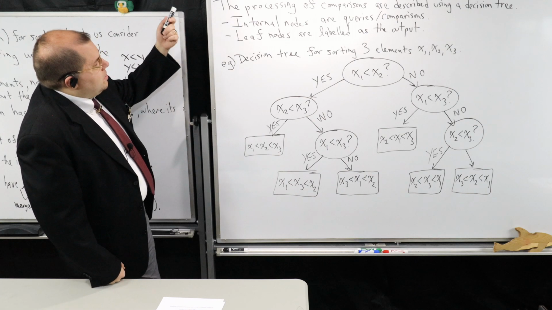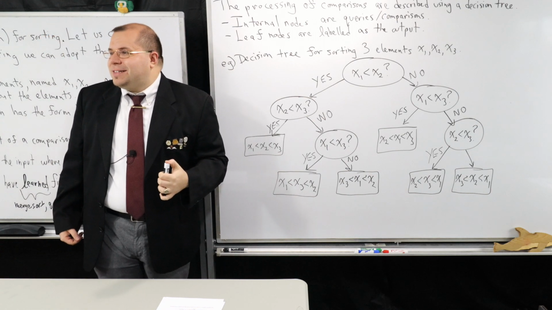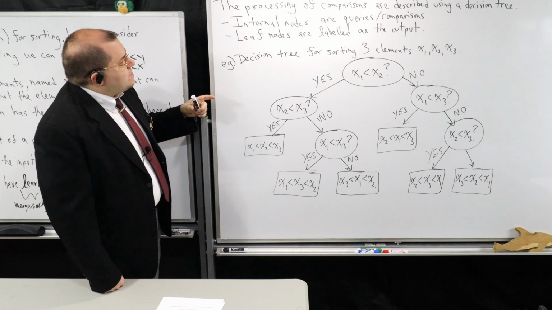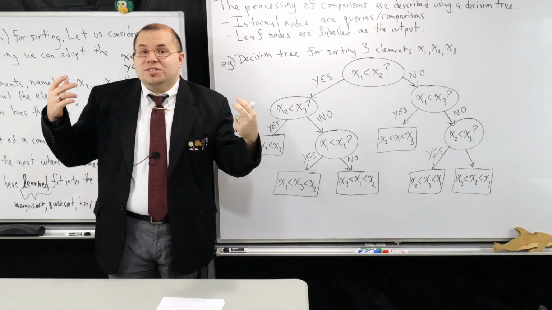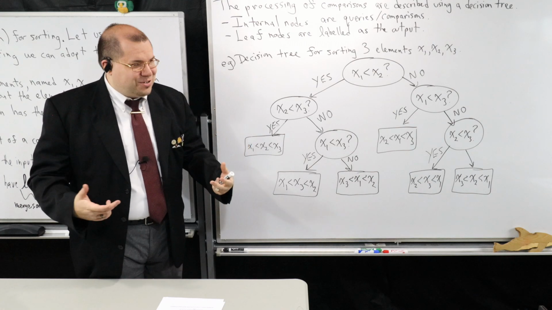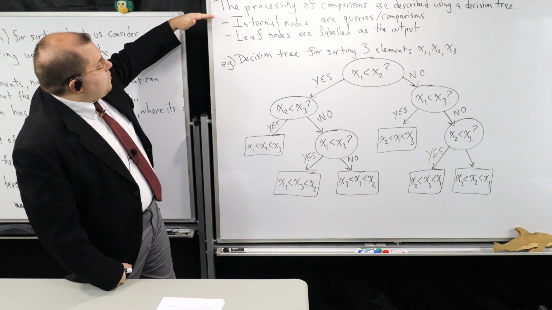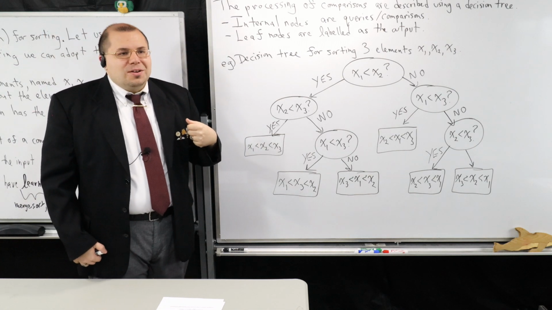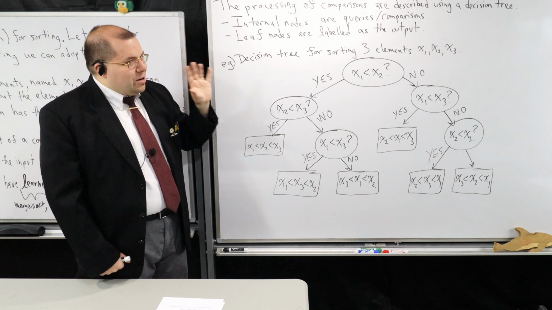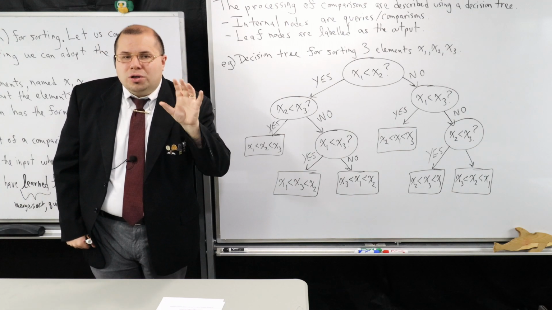So now you might ask, Dan, how does this all stick together? What I'm going to do is use this idea of a decision tree. This is how the model gets described: as a decision tree. We're going to have internal nodes that represent our queries or comparisons. Whenever I do a comparison, that comparison is represented by an internal node in the tree.